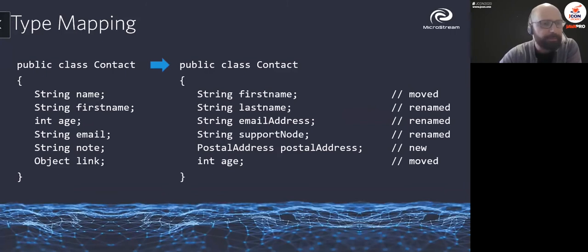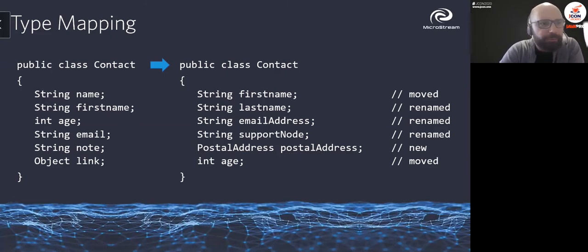In MicroStream, we call it legacy type mapping, because if you have stored versions of the old contact class or contact objects, and you start up the newly deployed application with the new version of the contact class, what MicroStream does is convert data on demand. It doesn't rewrite the whole storage layer. This would be too much if you have many gigabytes or even terabytes of data. But it converts it on demand to the new version of the class.